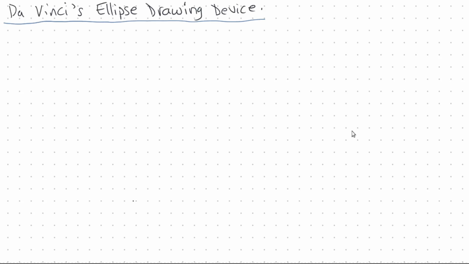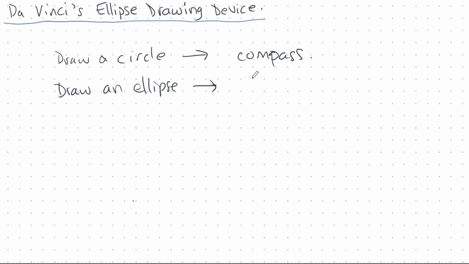Let's have a look at Da Vinci's ellipse drawing device. If you want to draw a circle, well, you can use a compass. That's one way to do it. If you want to draw an ellipse, well, there's that trick that I think we've all seen using string. Use some string and 2 thumbtacks. That's one way to do it.